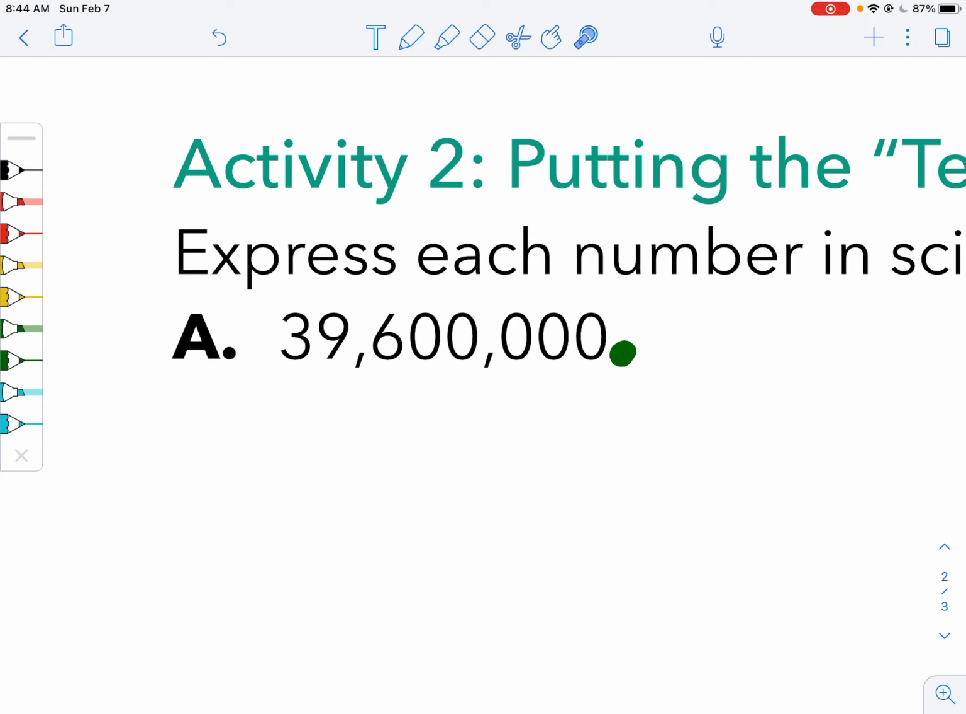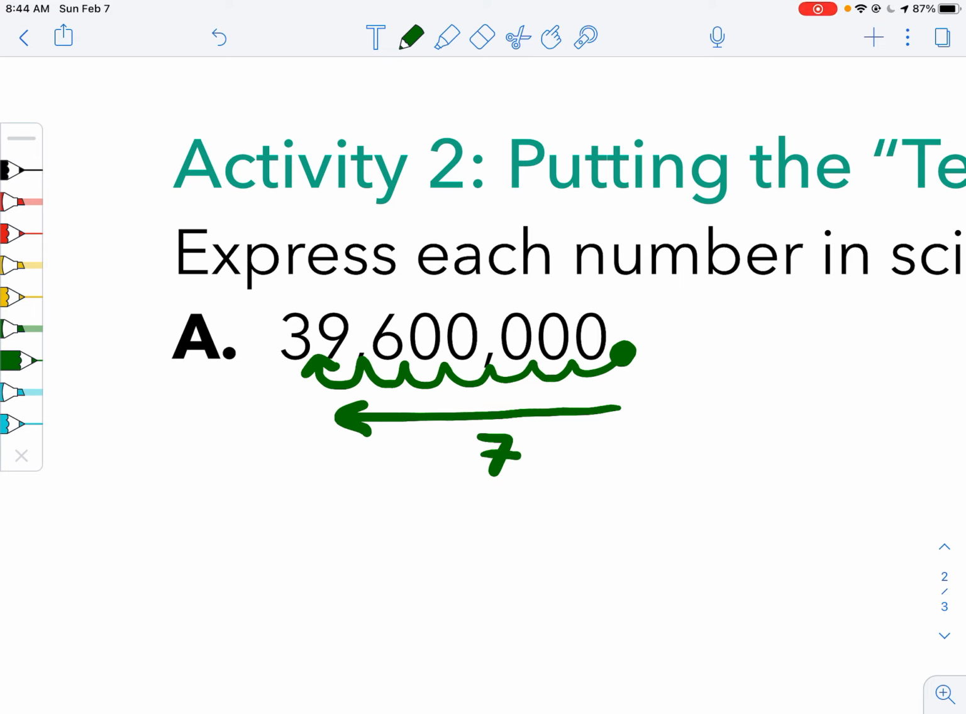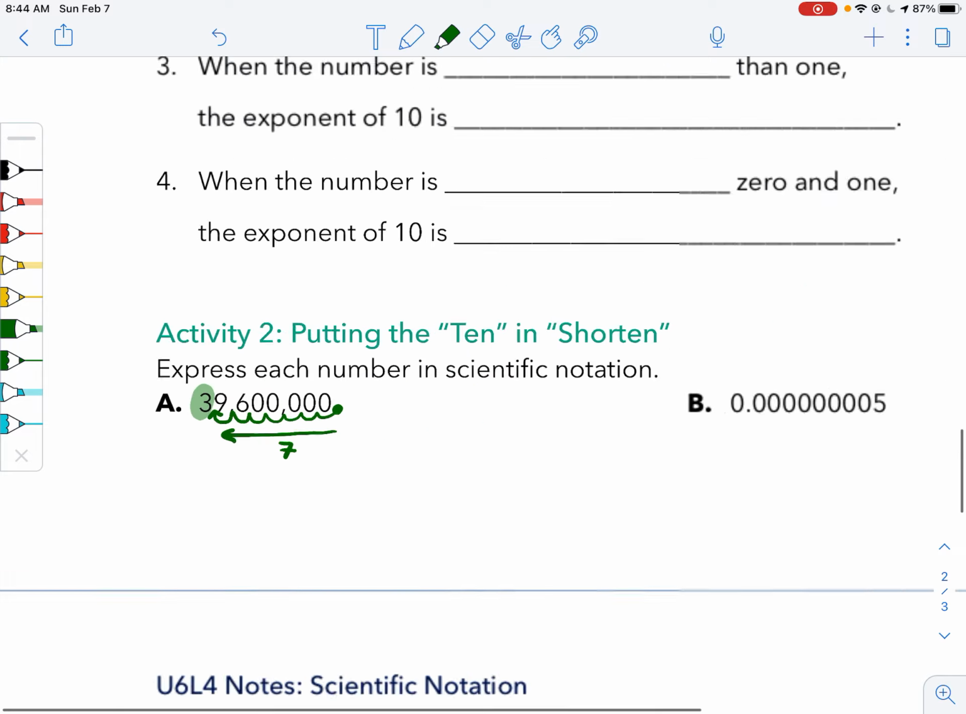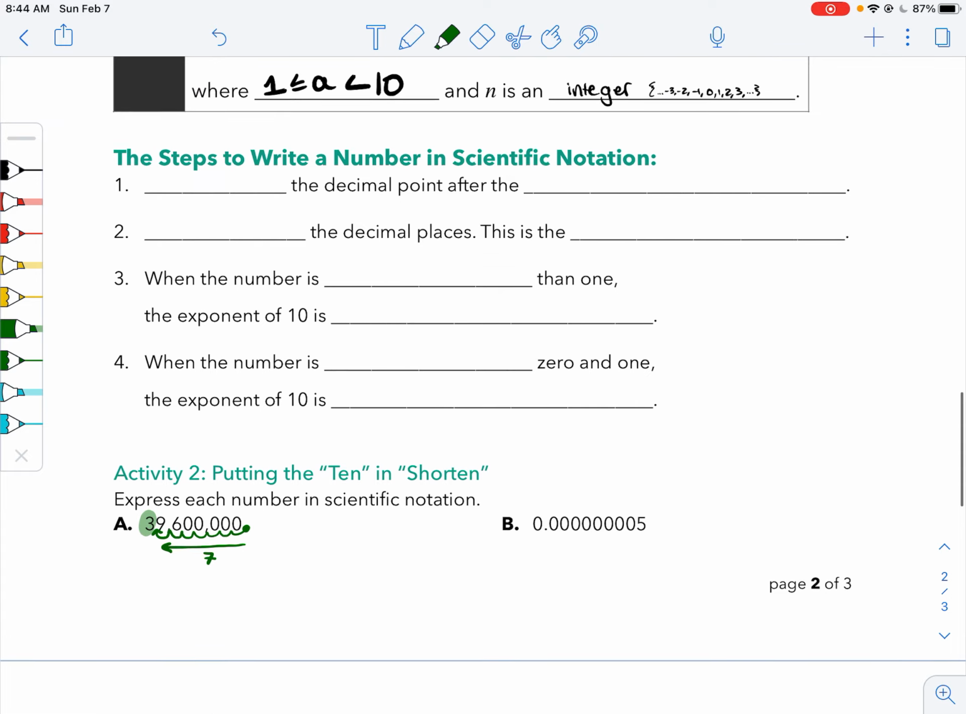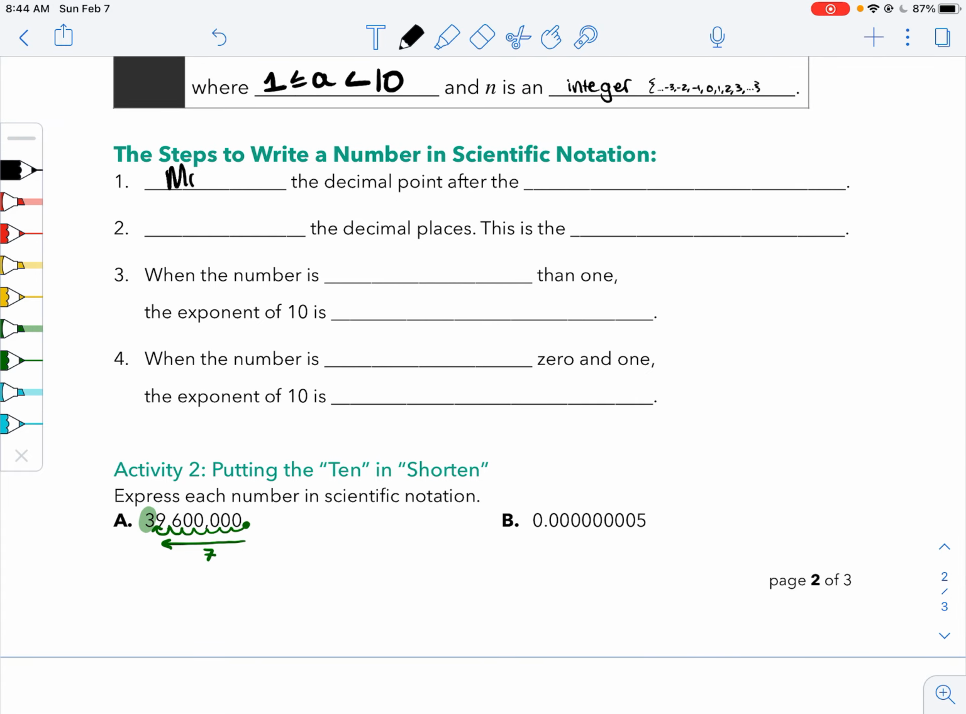So my decimal point started out here. I'm going to count how many steps it takes to get there. That's 1, 2, 3, 4, 5, 6, 7. That was 7 moves, 7 places to the right. So the very first thing I did was I moved the decimal point to be after the first non-zero digit. There's only one, okay? So I moved the decimal point to be after the first non-zero digit. Non-zero meaning it's not 0.